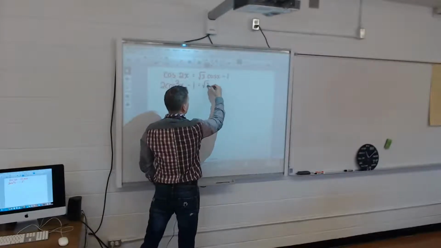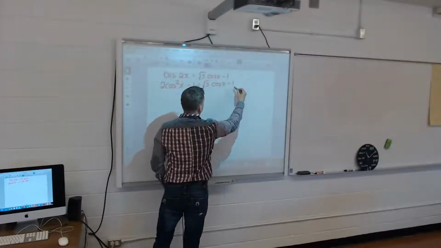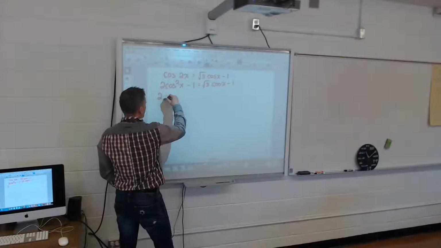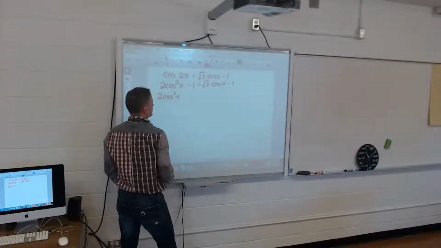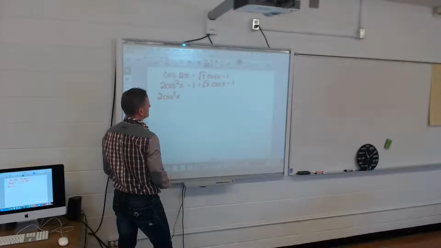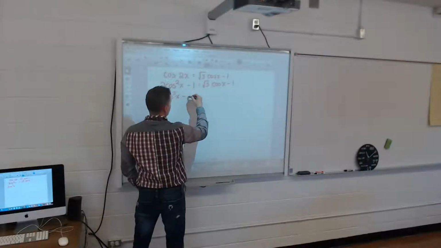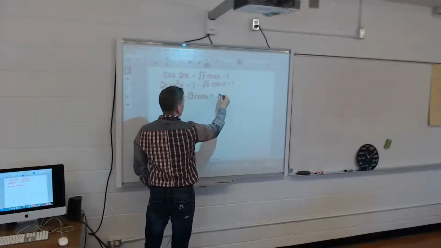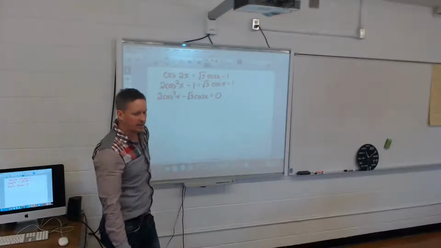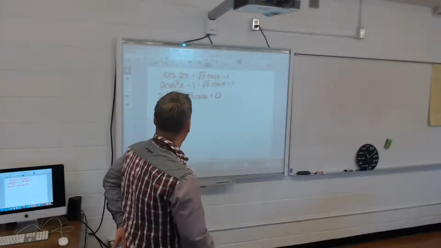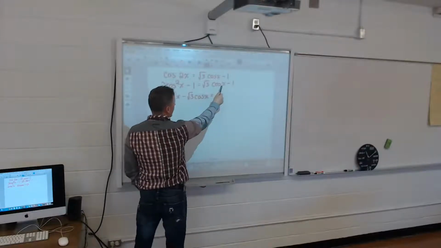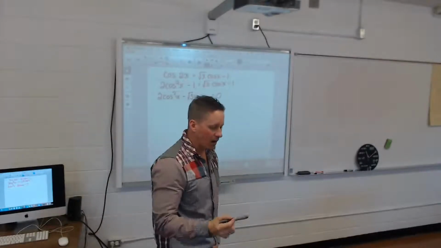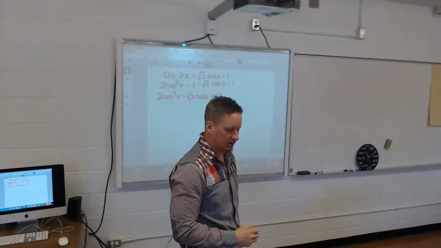That's equal to root 3 cos x minus 1. Get it all on one side. 2 cos squared x. I'm going to subtract that over, so that's root 3 cos x. And if I add 1 to both sides, I actually end up with it equaling 0. So I've got 2 cos squared x. I subtracted root 3 cos x to this side. And when I added 1 to both sides, they all canceled.